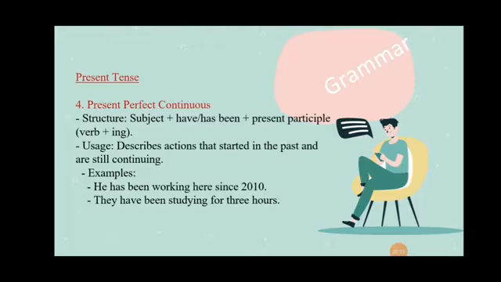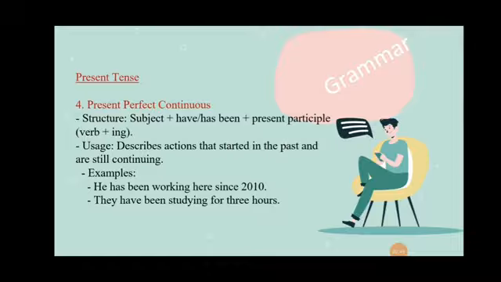What about the last aspect of the present? It is the perfect continuous. We have the present perfect continuous here. The present perfect continuous has the structure of a subject plus have or has plus been plus the present participle, that is the verb with ing.